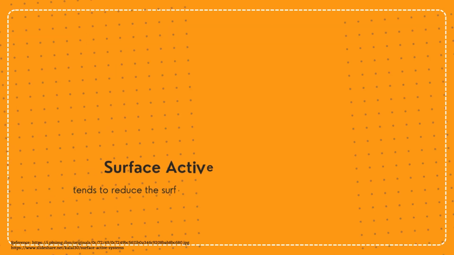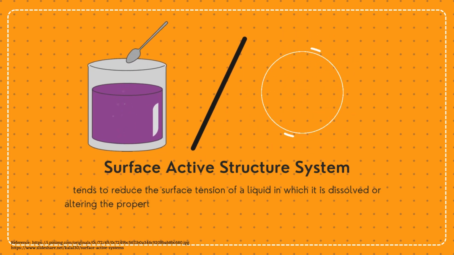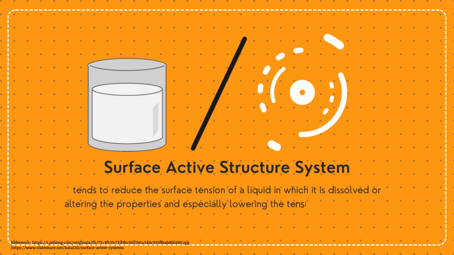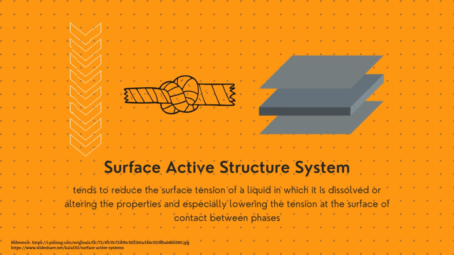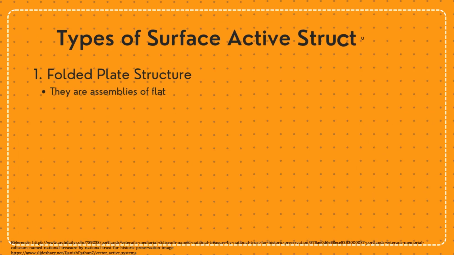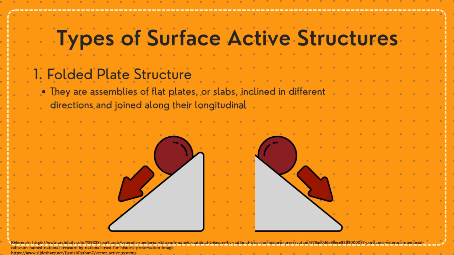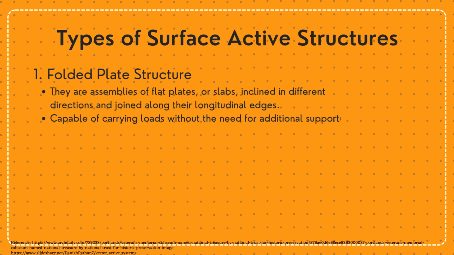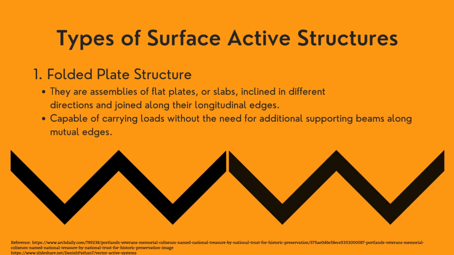Surface active structure systems tend to reduce the surface tension of a liquid in which it is dissolved or alter the properties, especially lowering the tension at the surface of contact between phases. These are the types of surface active structure systems. Folded plate structure. They are assemblies of flat plates or slabs inclined in different directions and joined along their longitudinal edges. They are also capable of carrying loads without the need for additional supporting beams along mutual edges.